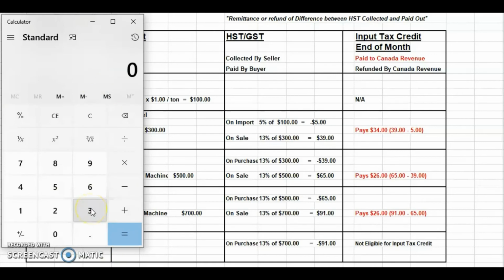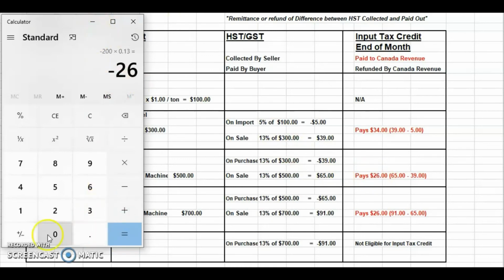They purchased the steel for $300 and they sold it for $500. So the value added was $200. Now, if you notice here, they paid $26 HST to the government. They paid themselves back $39 on the $300 purchase and then gave the government the difference out of the $65 they collected on the sale. This is a 13% HST, 13% value added tax. If I multiply that $200 value added times 13%, I get $26.